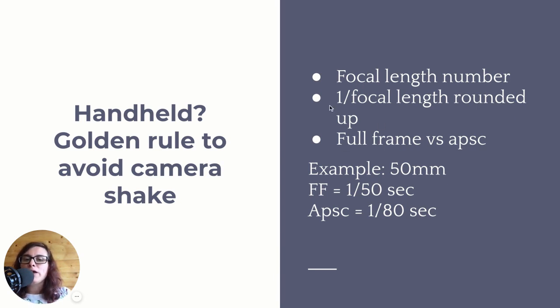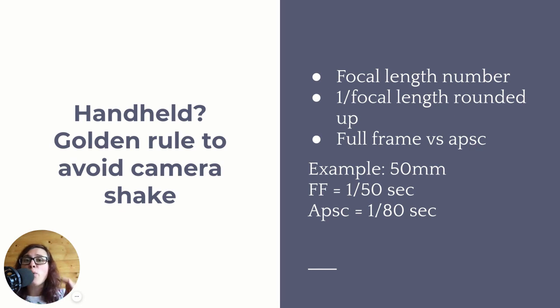Now, you always have to shoot with 1 over the focal length number rounded up. And this is different from full frame and cropped sensor cameras. So to give you an example and make it clearer, if you're shooting with a 50mm without a tripod, you have a full frame camera, you have to shoot at least 1/50th of a second, at least. So that needs to be the slowest shutter that you can use is 1/50th of a second.